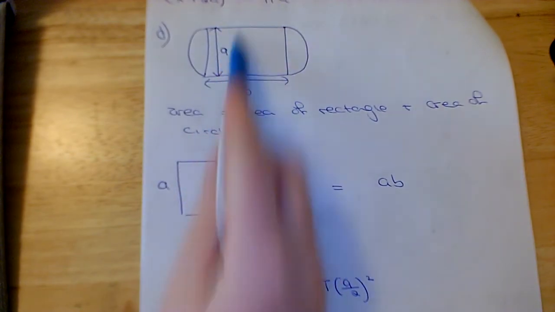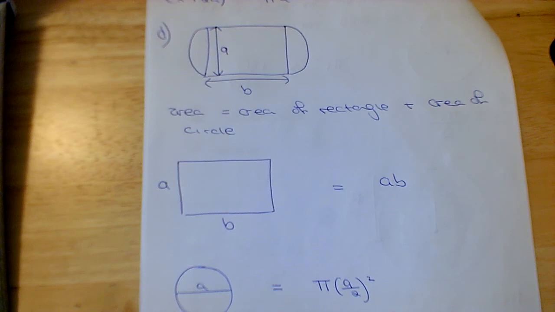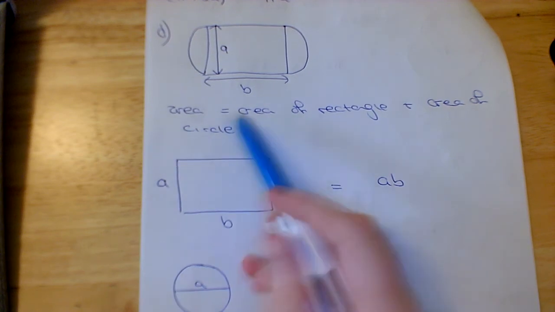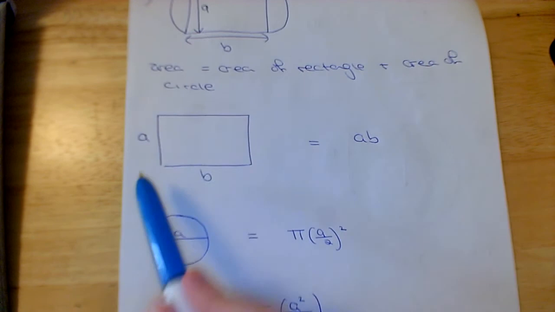Okay, part D looks something like this. It's a rectangle with a semicircle here and a semicircle here. We know two semicircles make up a circle, so the area is equal to the area of the rectangle plus the area of a circle.